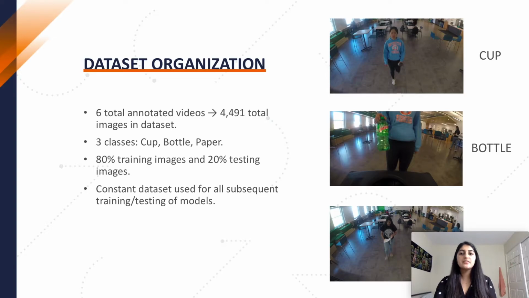But after those annotations, we had a complete working data set. In total, we used 6 videos and then extracted the frames from each video where objects were annotated for a total of almost 4,500 images. These images had objects of one of 3 categories, cup, bottle, or paper. We then randomly selected 80% of the images for training and 20% for testing.